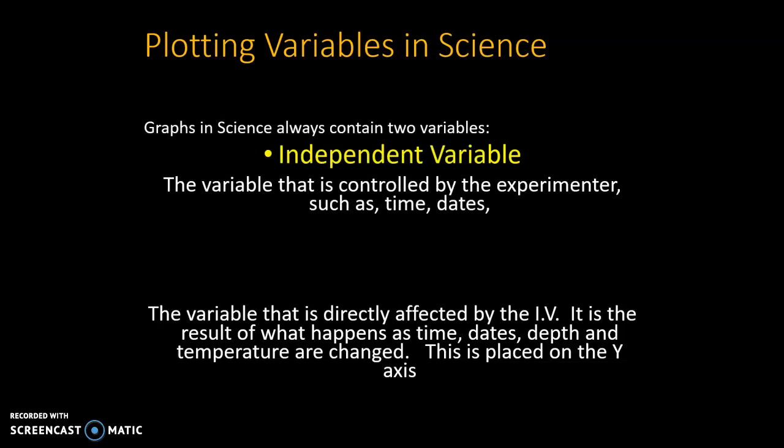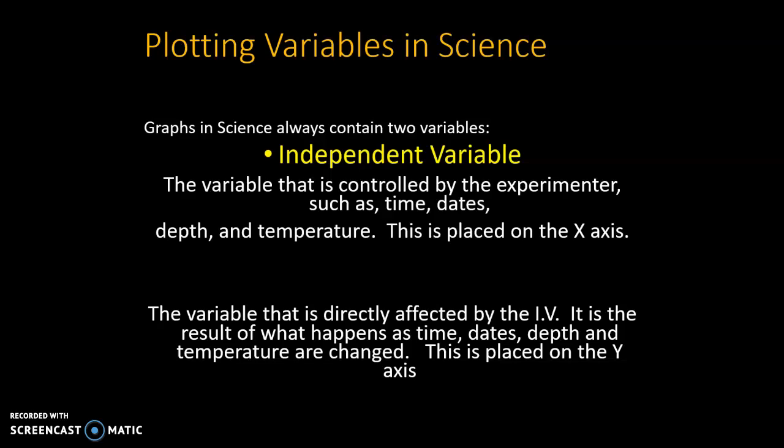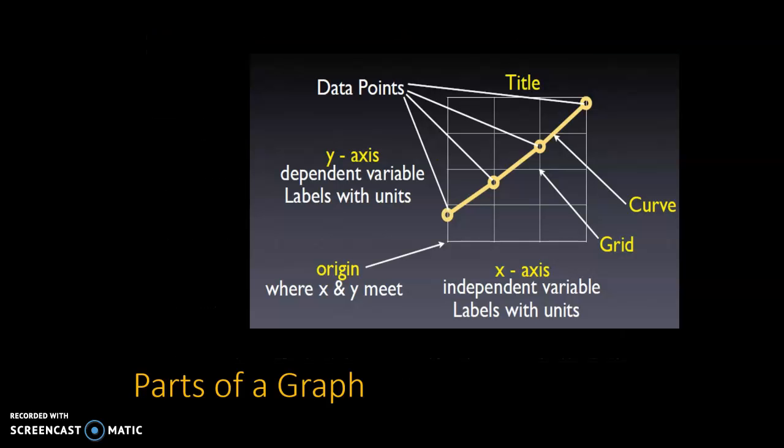When we plot variables in science, we have two variables. We have the independent variable, which is a variable that is controlled by the experimenter, meaning you, such as time, date, depth, and temperature. This variable is placed on the x-axis. Then we have the dependent variable, the variable that is directly affected by the independent variable. It is the result of what happens as time, date, depth, and temperature are changed. This is placed on the y-axis.